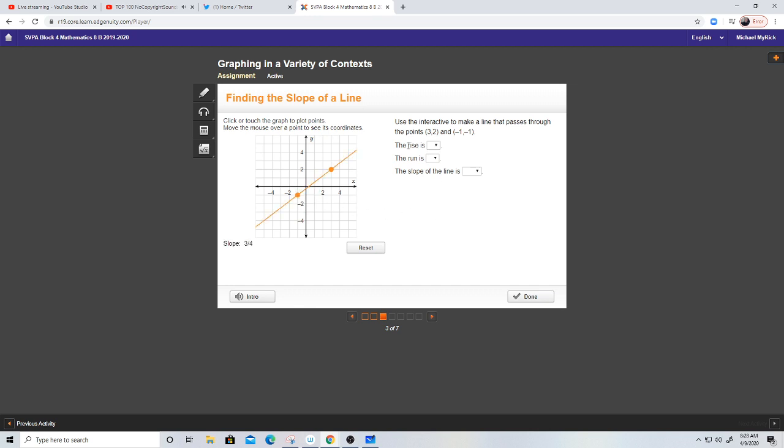It says the rise is how many it goes up, like the rising sun. Well, it's going to go 1, 2, 3. I'm just counting from this point up until I get even with this point. So that's 3. And the run, like running on a track, this way, is 1, 2, 3, 4 until I get even with this one. The slope of the line is 3/4, because we're just going to put the rise over the run.